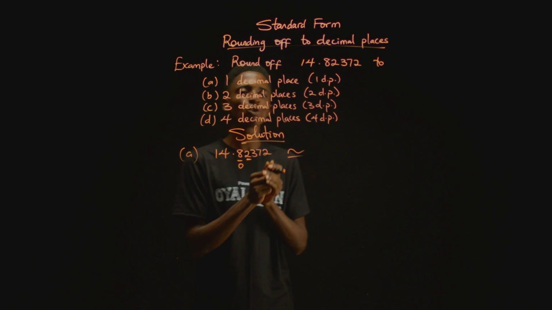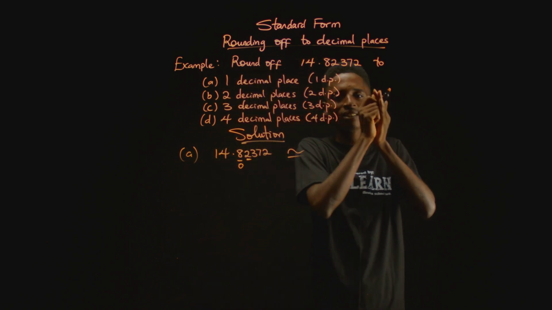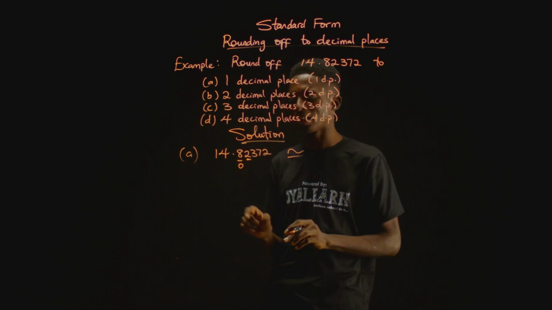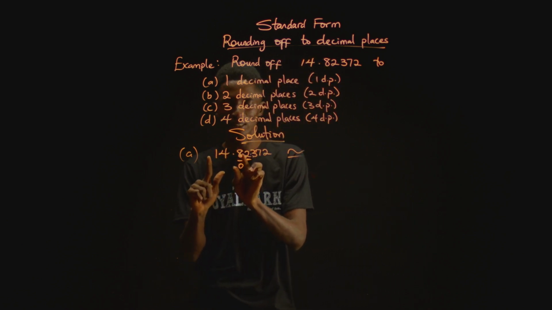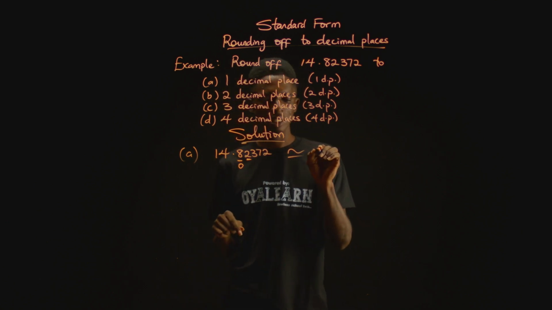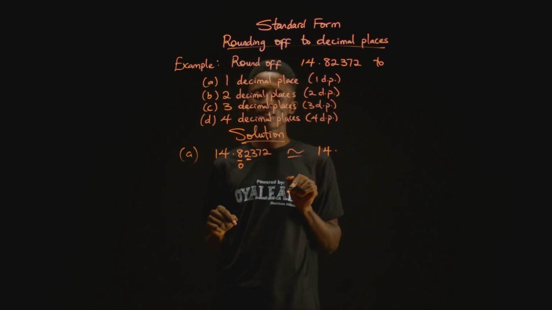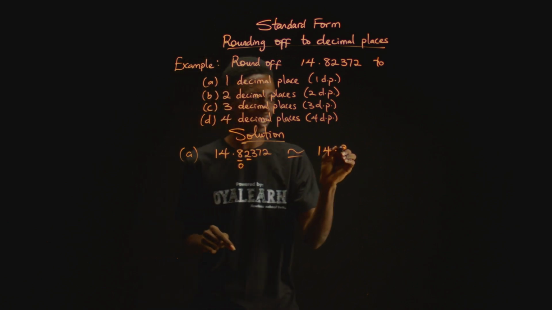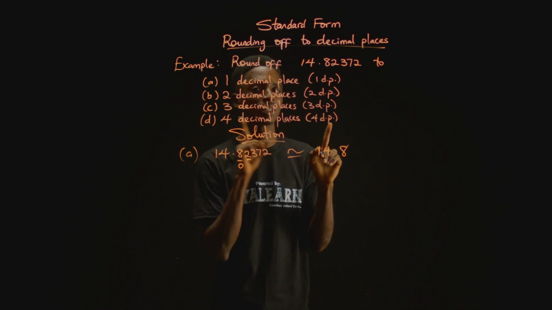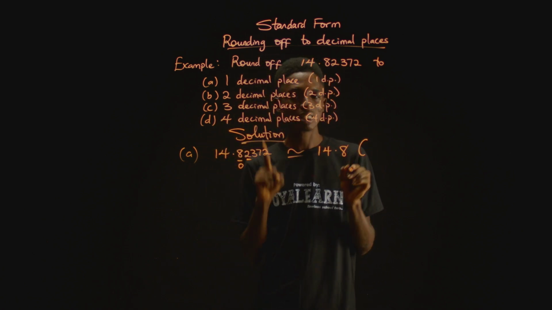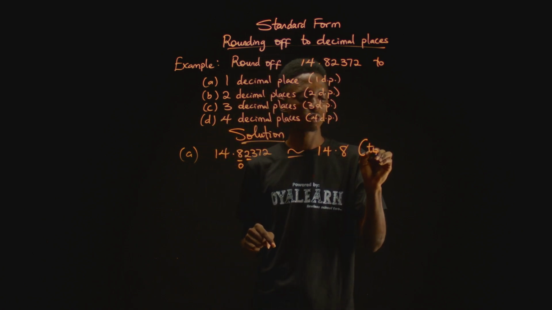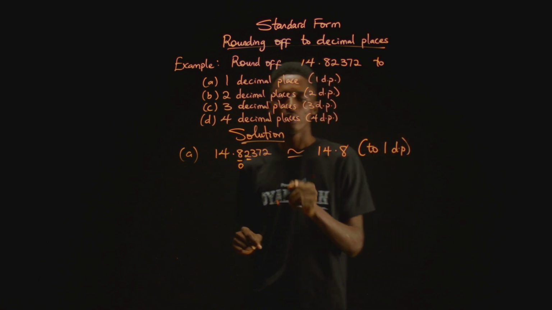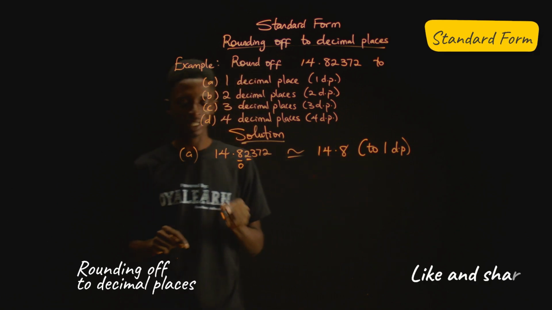Now, when you're writing, you only write up until the rounding off point. So since we are doing 1 decimal place, we are only going to write this number up until this point. So what we have is 14 point. Now the rounding off point is 8. So when we add 0 to 8, we get 8. So you can see we only have 1 decimal place in this answer. So you still have to specify this by writing to 1 dp. Don't forget, this means the approximation sign.